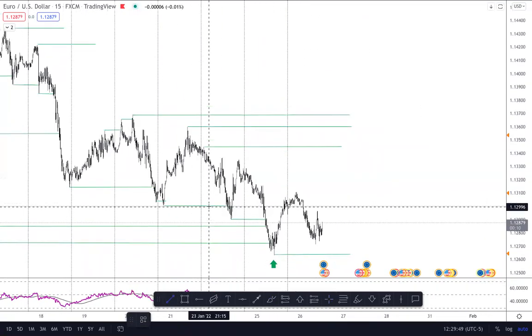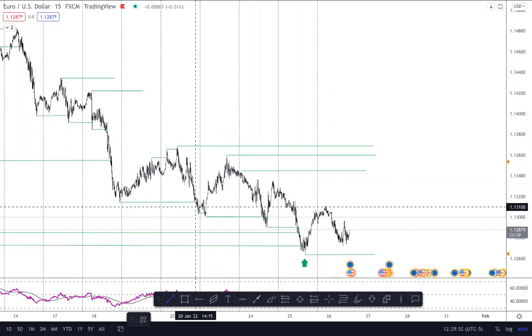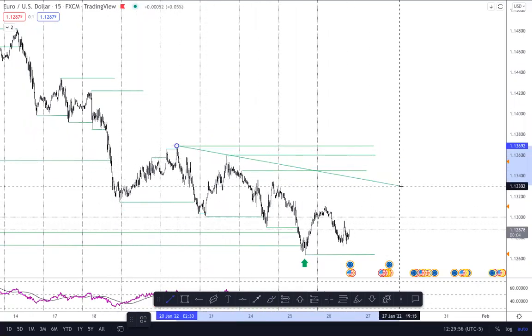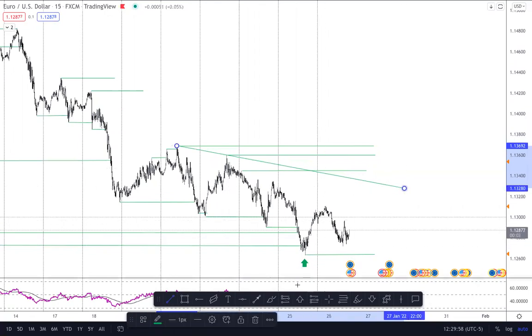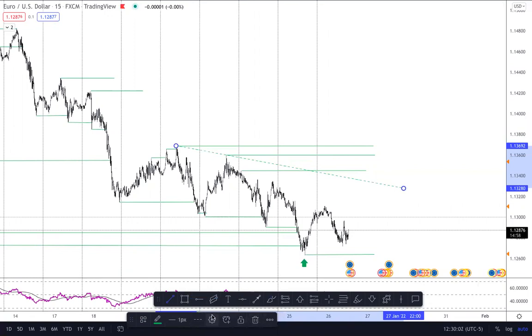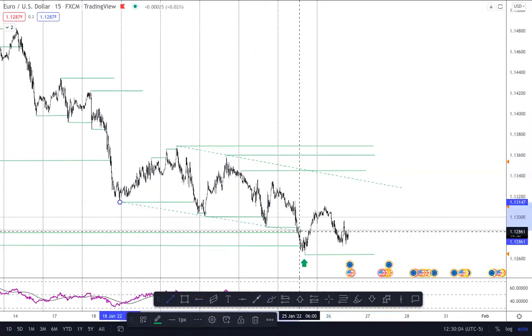How else can I track external liquidity? Trend lines. Find where the external liquidity has started, such as here, and draw it from one point to another. This would be an example. And then this would be another example.